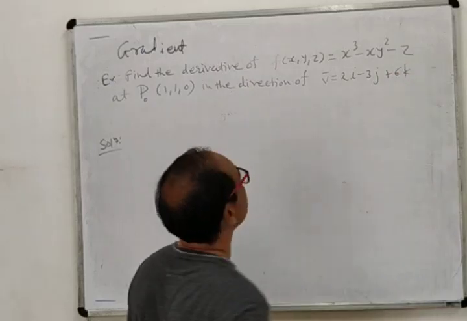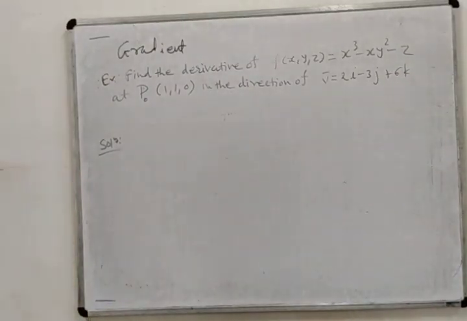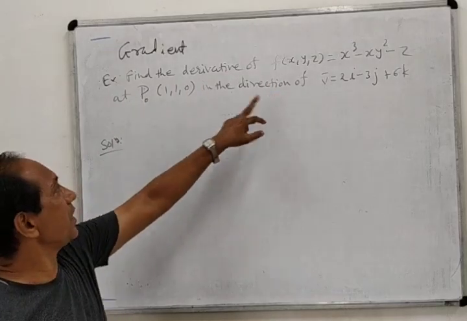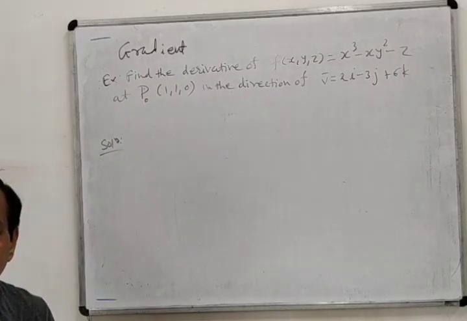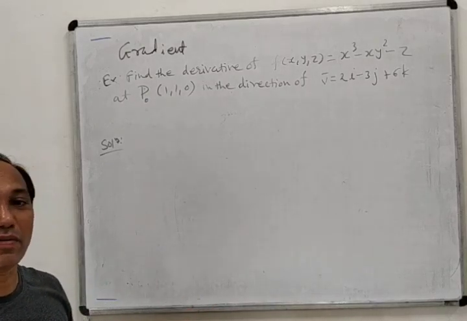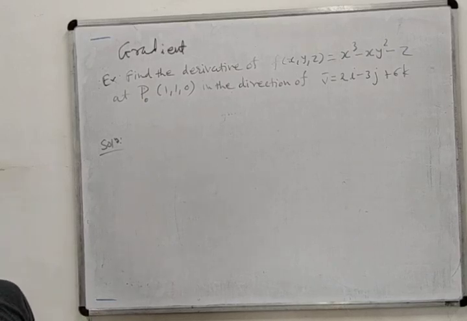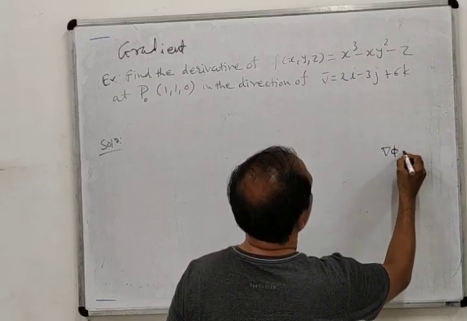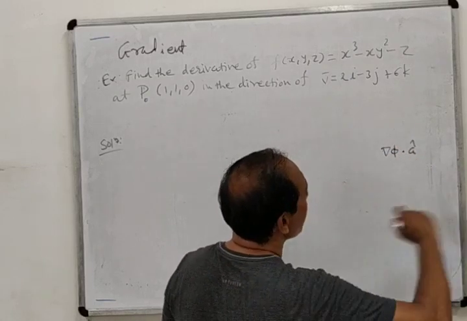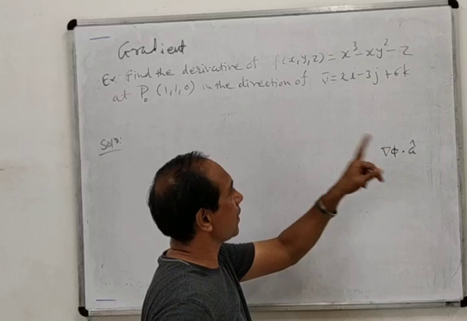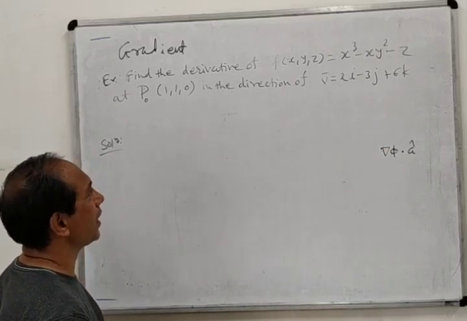So this question is also very simple because in the last lecture we have already seen this kind of example. What is to find here? Find the derivative of f in the direction of v. That means we want to find the derivative in some particular direction, that is, the directional derivative. And directional derivative we were finding by using gradient of phi dot a cap, where a cap is the direction in which we want to find the directional derivative. So we need to find the gradient and the unit vector along the direction.